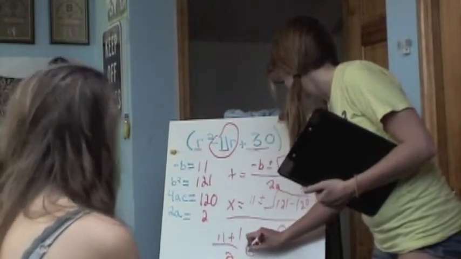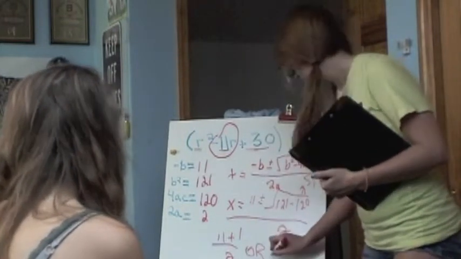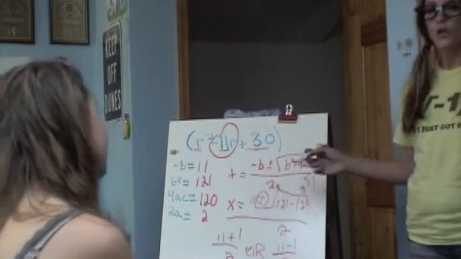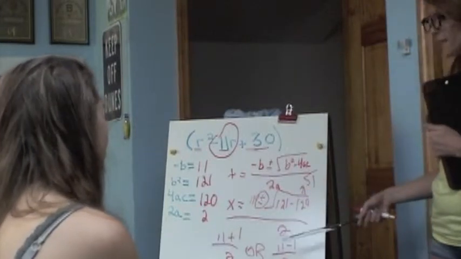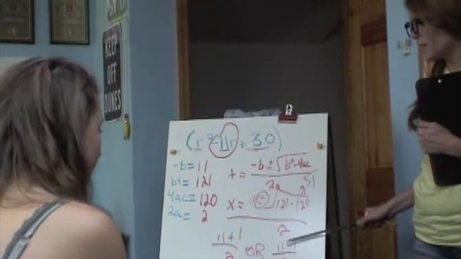And then 11 minus 1 over 2? Yes. Because when you have the plus or minus sign, you must ensure that you do 11 plus 1 over 2 and 11 minus 1 over 2. This will give you both of your roots for the equation.